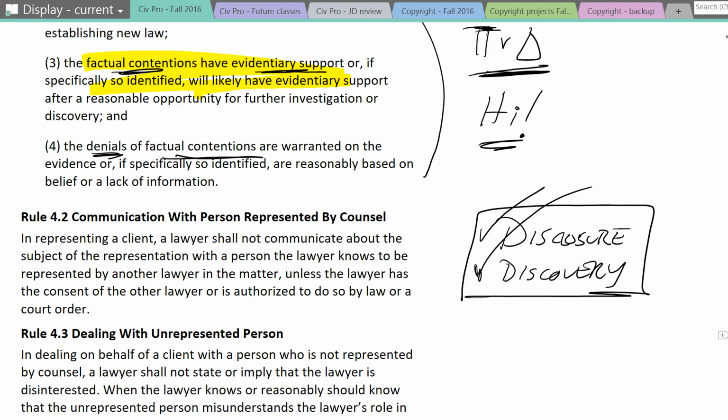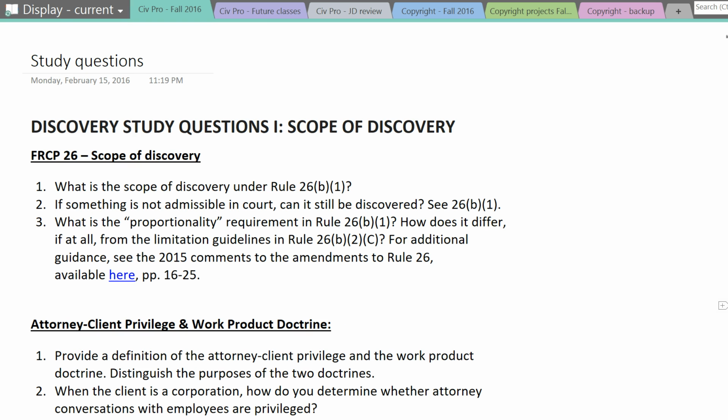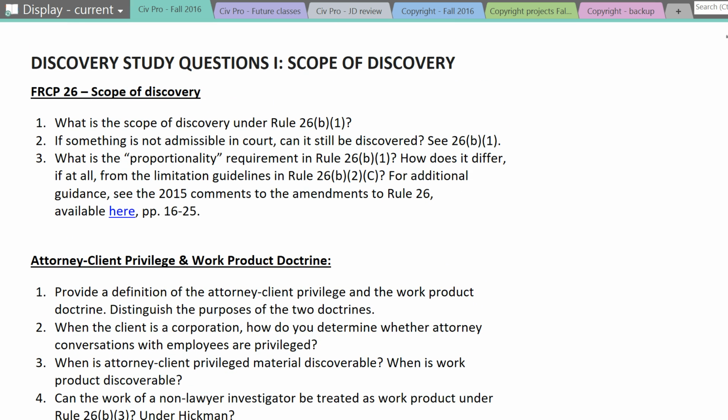Now, I'm going to spend a few minutes here now talking about some of the rules and giving a very brief overview of them, and then we're going to jump much more deeply into Rule 26 and the scope of discovery. Now, Rule 26 is the heart of discovery. It's a really, really big rule. It's a long rule, and it goes on for something like 11, 12 pages in your statute book. Don't be intimidated by it. What you need to do is use the study questions and break things into bite-sized chunks.